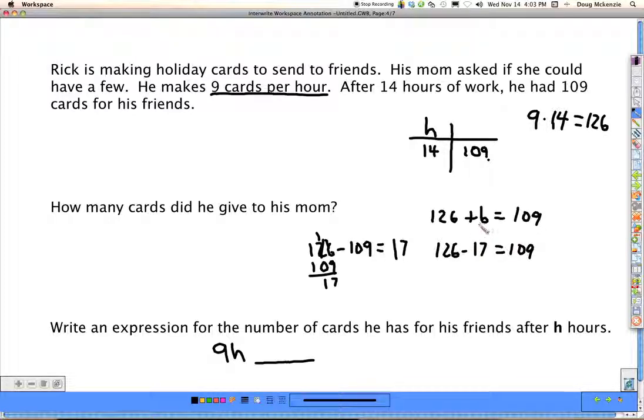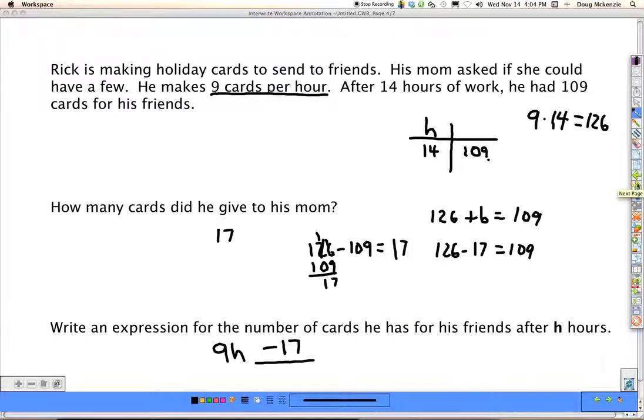So that's a negative b. My rule is take away 17. Multiply by 9 and then take away 17. How many cards did he give to his mom? Well, it must be the 17 cards that he gave away. So that's the answer there.